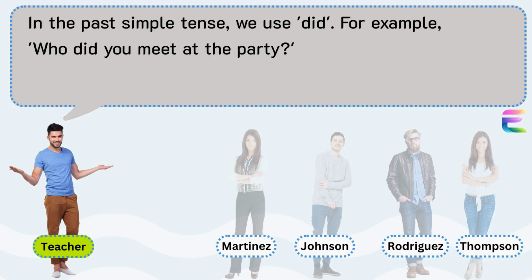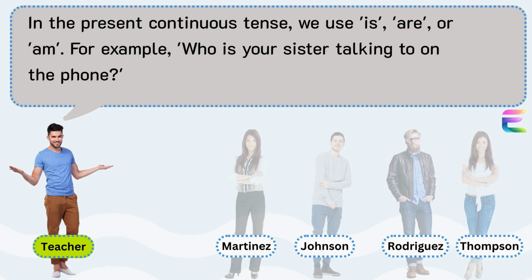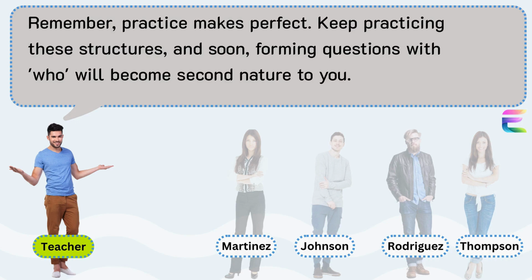In the past simple tense, we use did. For example, who did you meet at the party? In the present continuous tense, we use is, are, or am. For example, who is your sister talking to on the phone? Remember, practice makes perfect. Keep practicing these structures, and soon, forming questions with who will become second nature to you.